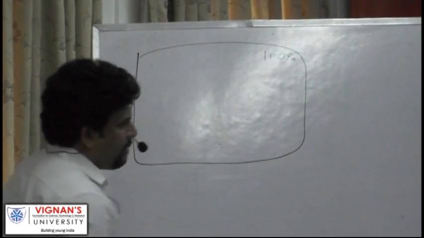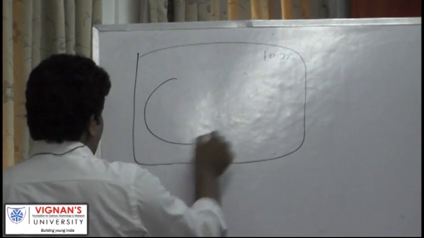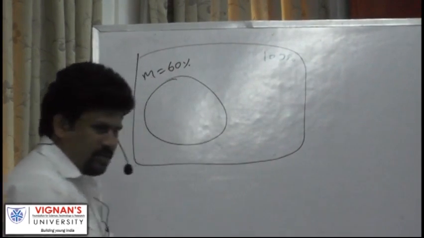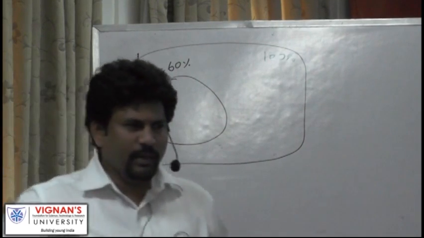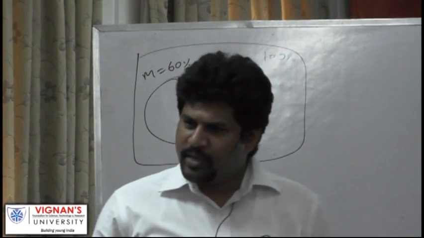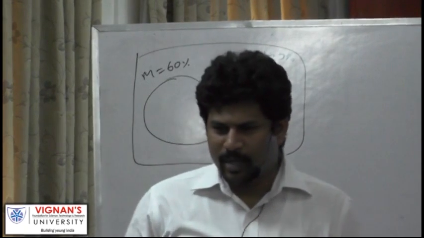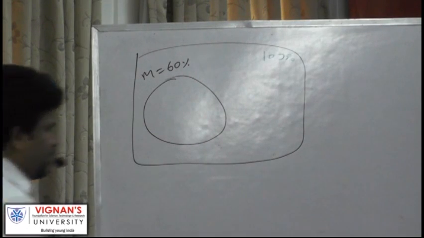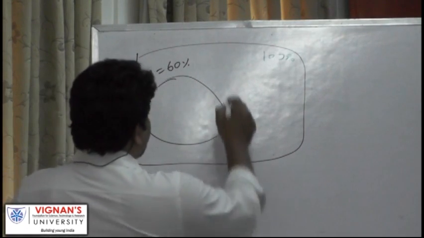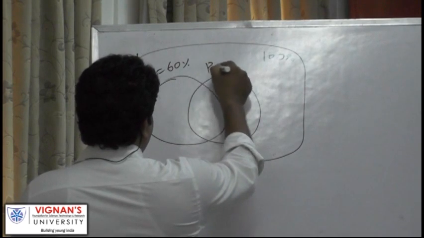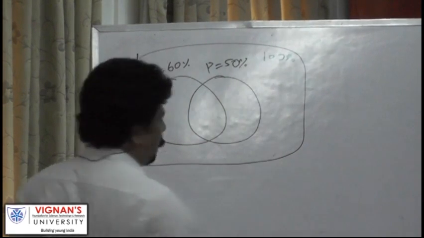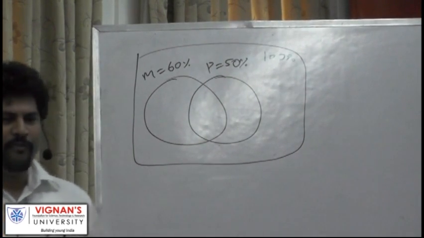Now, what percent passed in mathematics? So this is mathematics. 60% of the students are inside this circle. Those who are inside this circle passed in mathematics. Those who are outside this circle failed in mathematics. So how many are outside this circle? 40% are outside this circle. Now, what percent passed in physics? 50%. Right? Now, how many failed in both?